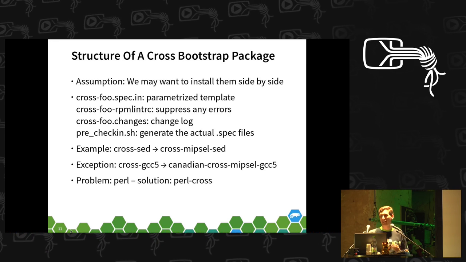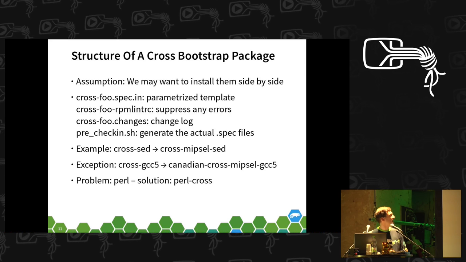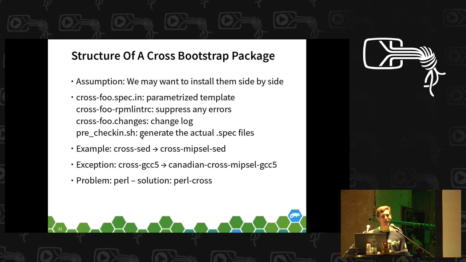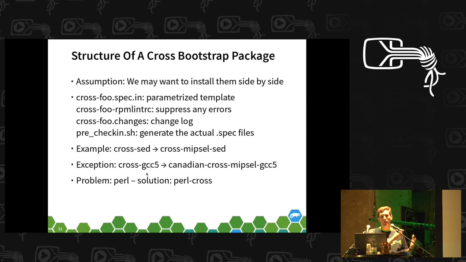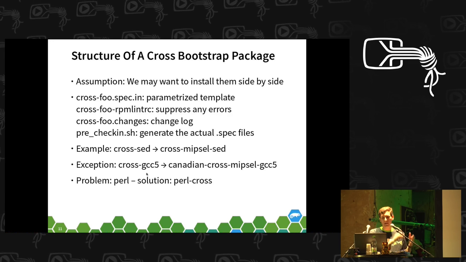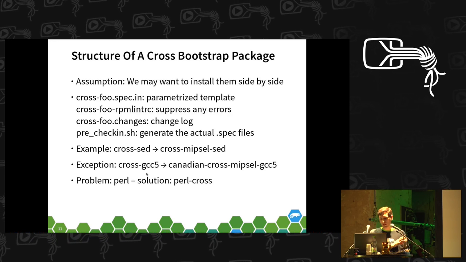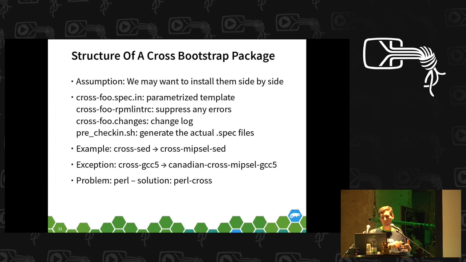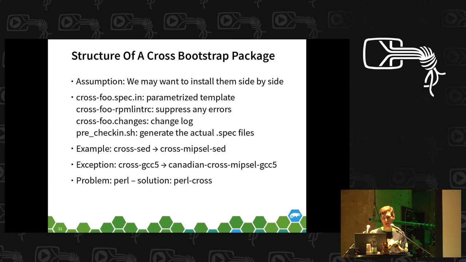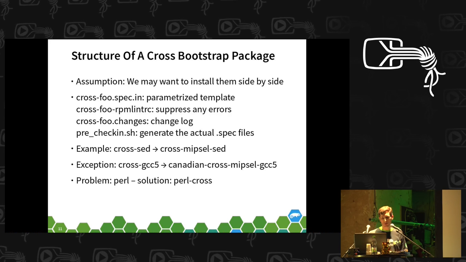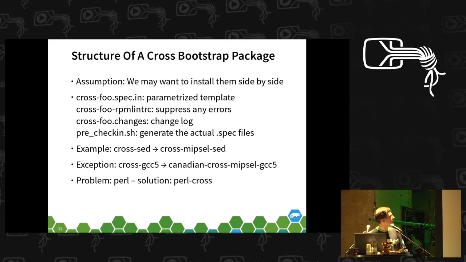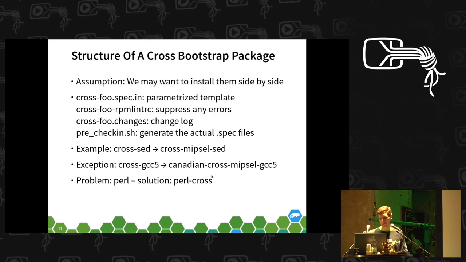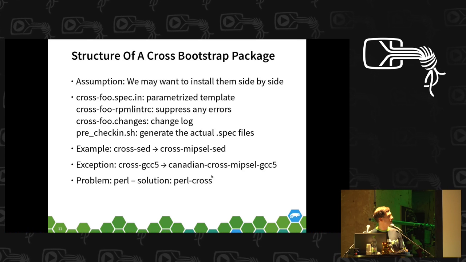Of course, whenever there's a rule, there's exceptions to the rule. So in this case, sed is a very simple example, whereas if we have the GCC package, then we will actually be using the GCC5 package to be building the cross-mipsel-gcc5 package. But this resulting compiler would be the one that runs on the host architecture, and we also want a GCC compiler that runs on the target architecture. So basically, in addition to the original GCC5 package, I also needed a cross GCC5 package, and then I needed some different name. I know Canadian cross is not quite the same. That's one step more complicated, but I just needed a way to distinguish the two.